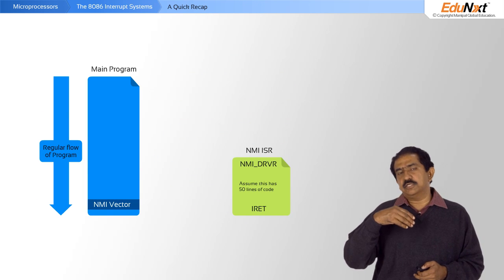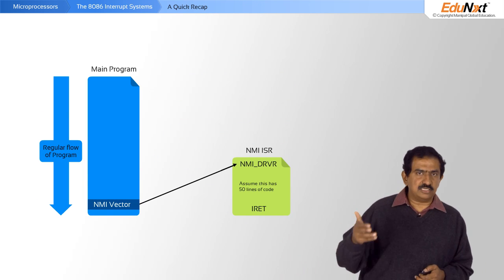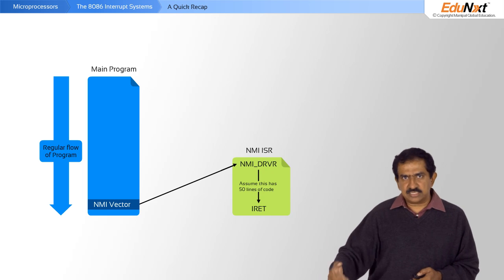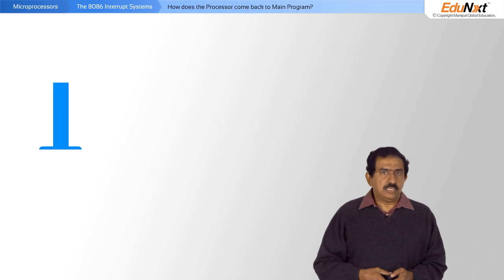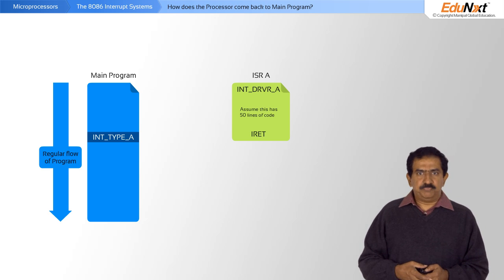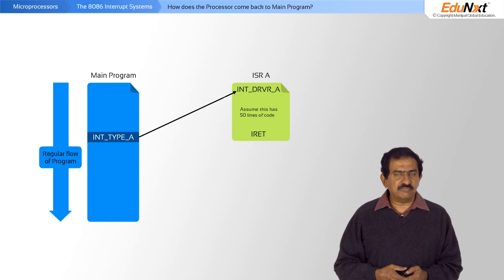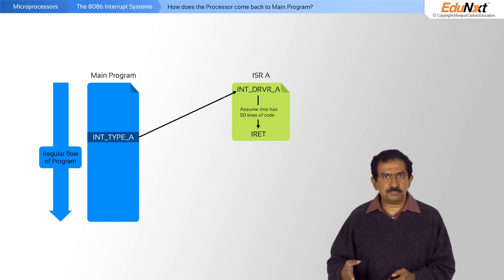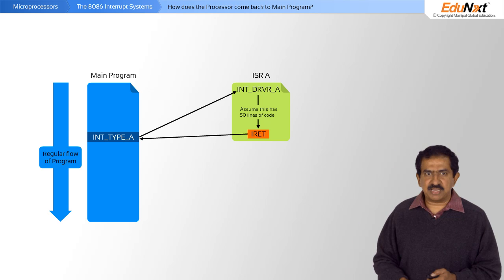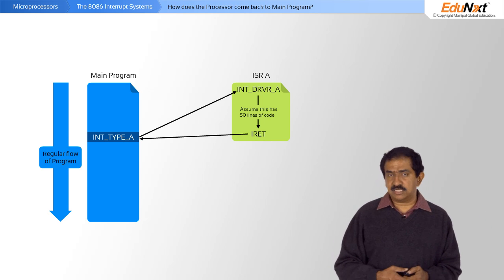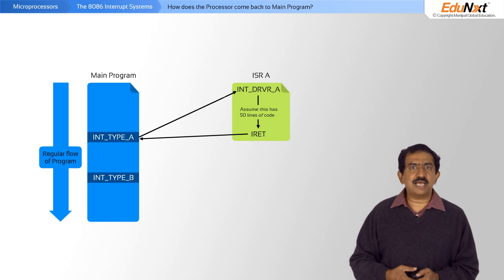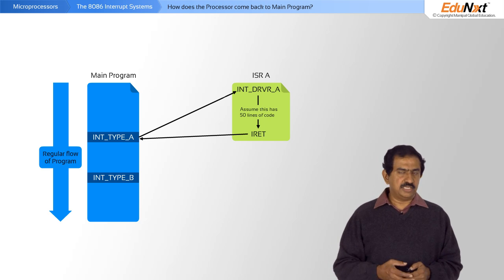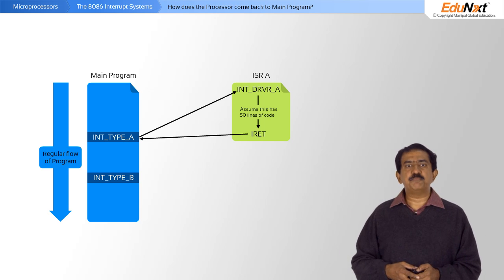And the processor jumps to the ISR, the interrupt service routine, executes the ISR and then returns back to the main program. So let's look at interrupt type A, right? It goes to interrupt driver A, executes the interrupt, does an IRET instruction, comes back, and then there's a second interrupt, type B. Remember this, similar to what happened in a procedure. There is one big difference, right?